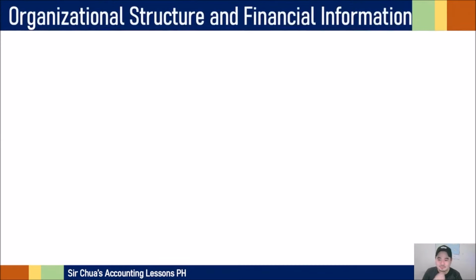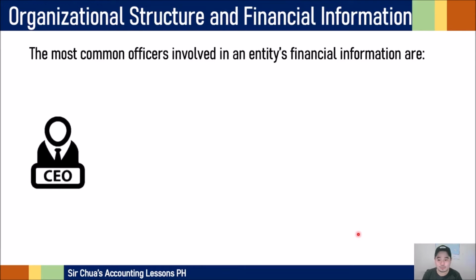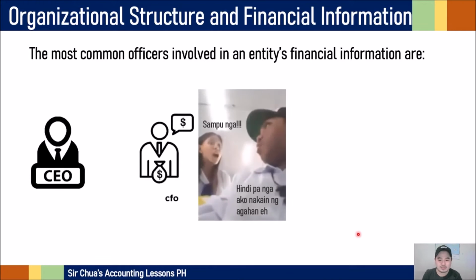Okay. Let's now talk about organizational structure and financial information. The most common officers involved in an entity's financial information are the CEO, because basically the CEO overlooks everything, and then the CFO, or the Chief Financial Officer, and then your classroom treasurer.